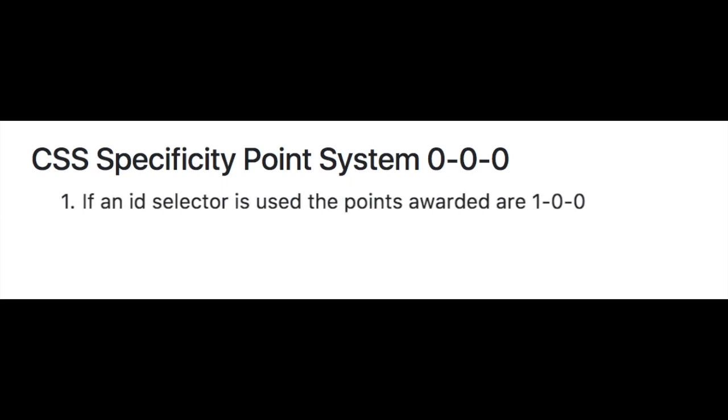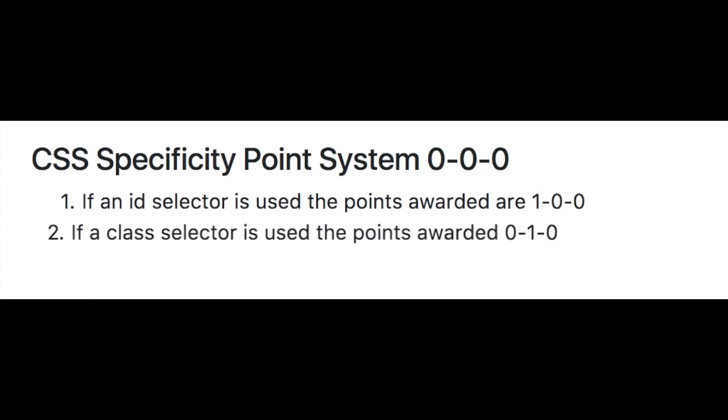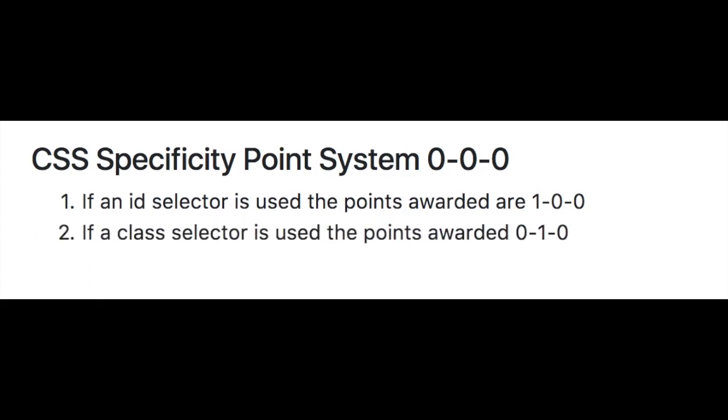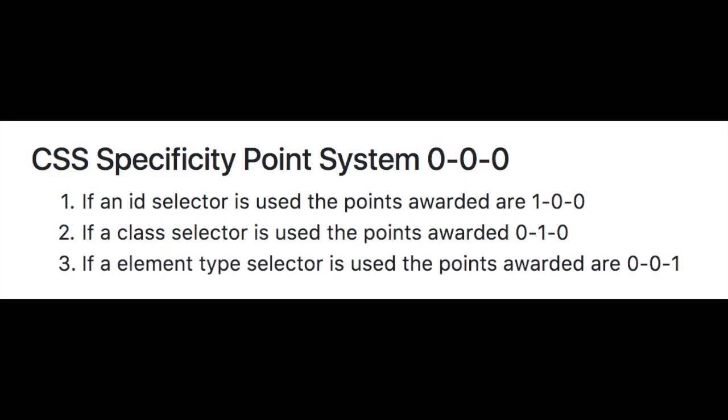Every selector is awarded specificity points, and these are hyphenated. So a selector using an ID will be awarded a 1 in the first slot. A selector with a class will have a point in the middle added. And if we're using an element, we'll have a point at the end. We're going to learn more about this point system in just a bit.